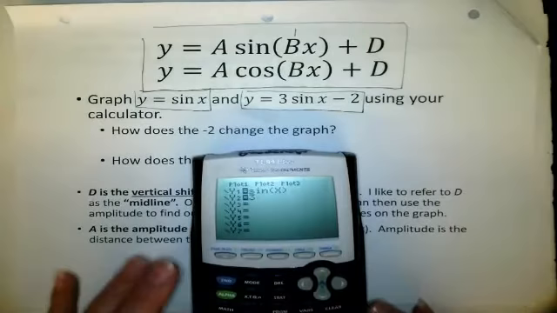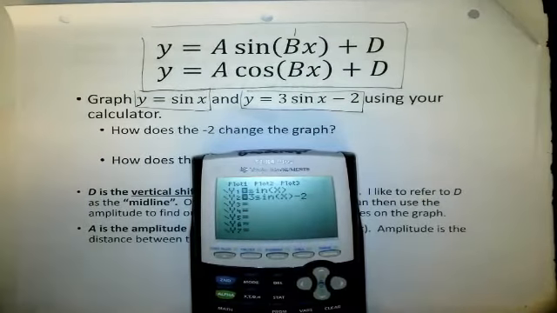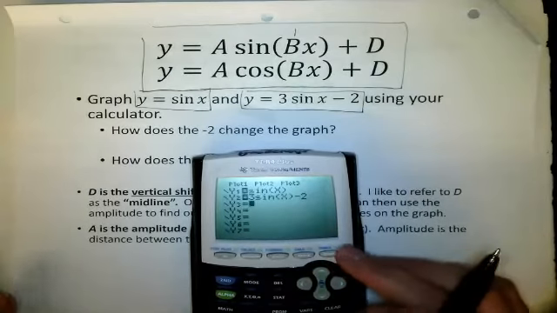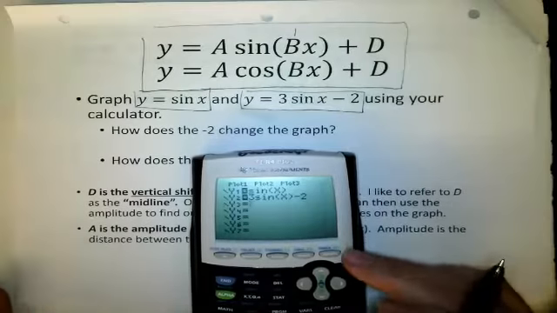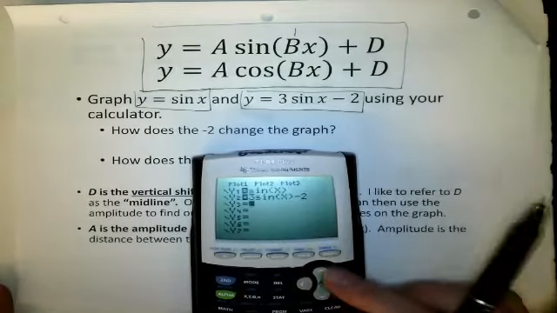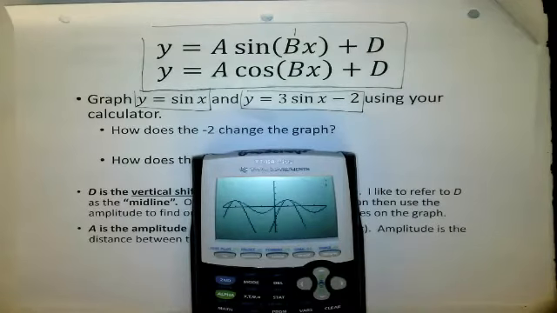So you had a second to think about what it might do. I heard one right answer for one part. So go ahead and type in 3 sine of x minus 2. Make sure that your parentheses are right. Okay. So there is the sine of x curve.